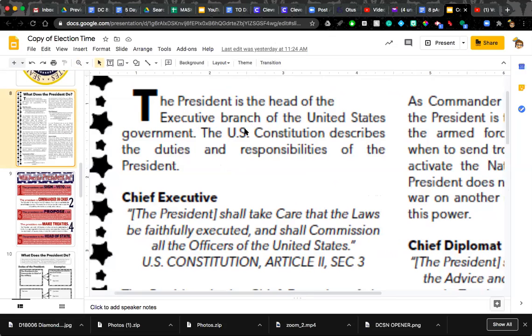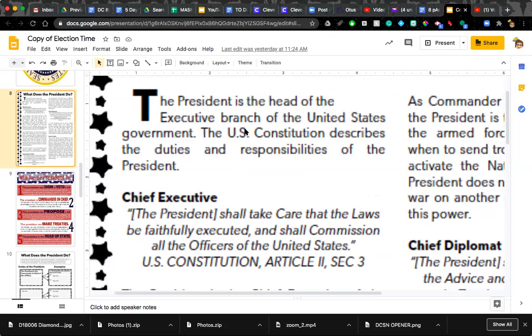There are 3 branches of our government. There's the executive, which is the president. There's the legislative, which includes like the Senate and the House of Representatives. And then there's the judicial, which is the Supreme Court. So the 3 different branches.